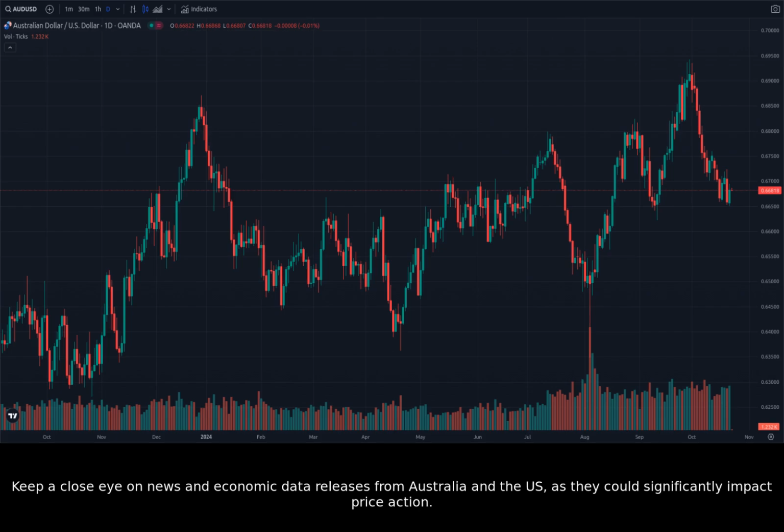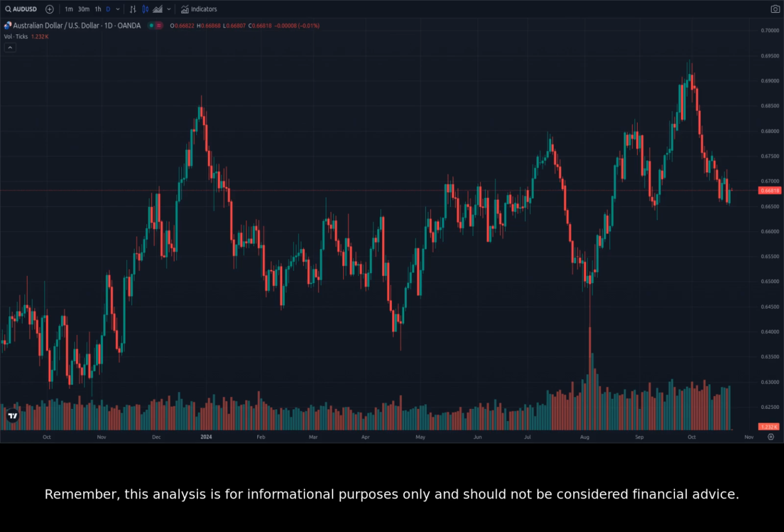Keep a close eye on news and economic data releases from Australia and the US, as they could significantly impact price action. Remember, this analysis is for informational purposes only and should not be considered financial advice. Always do your own research and consult with a financial professional before making any trading decisions.